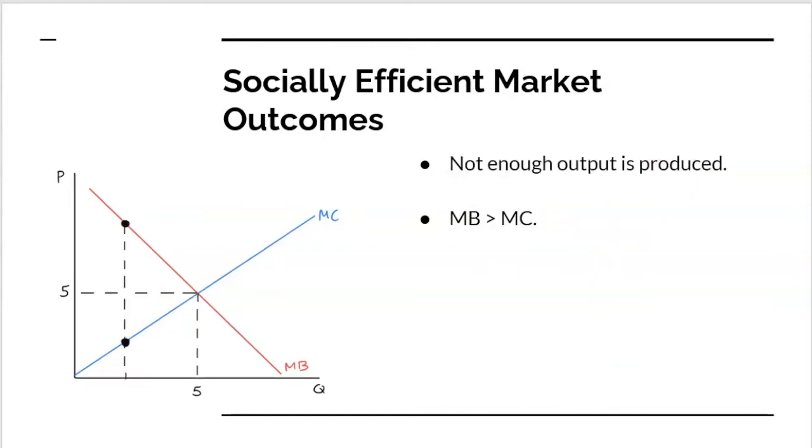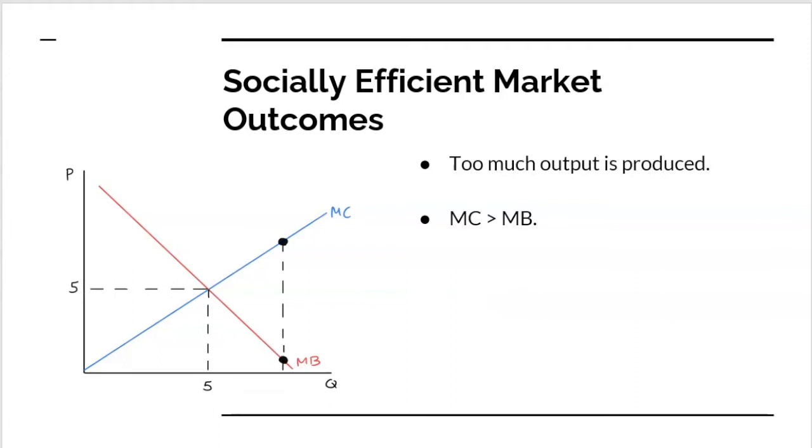So here, if we're producing at, let's say that this was 1 unit. Well, there's not enough output being produced because at 1 unit, our marginal benefit is up here, and then our marginal cost is down here. So our marginal benefit outweighs our marginal cost, meaning that there's not enough output being produced here. Society wants more of whatever this product is.